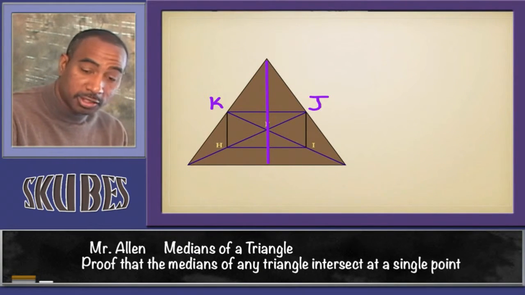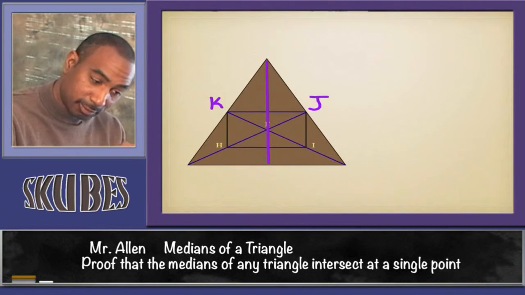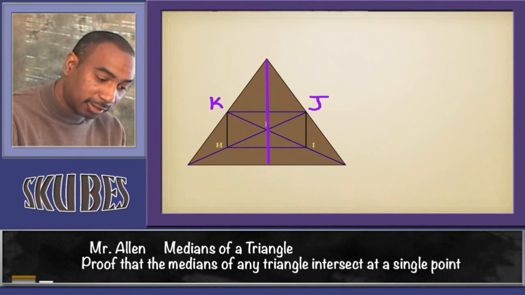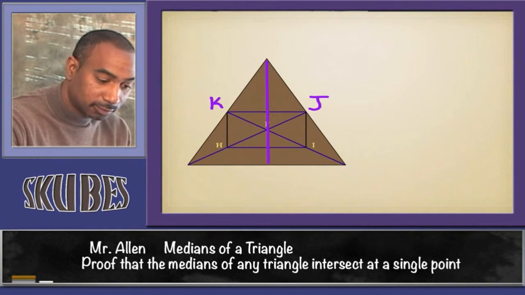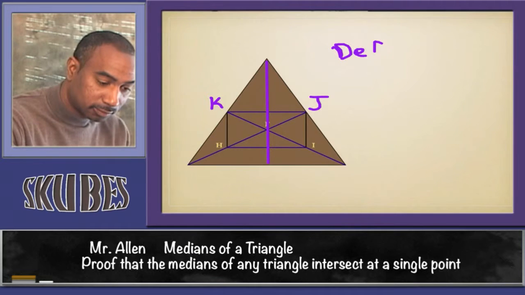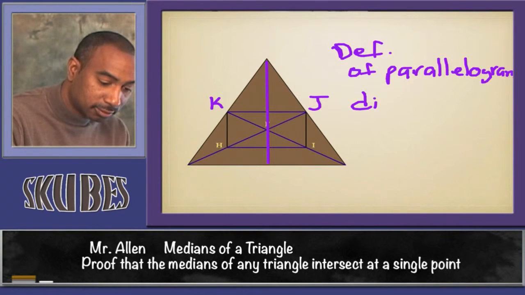All right, by the definition of a parallelogram, we know that the diagonals, which are JH and KI, intersect each other. So, the definition of a parallelogram, we know the diagonals intersect.